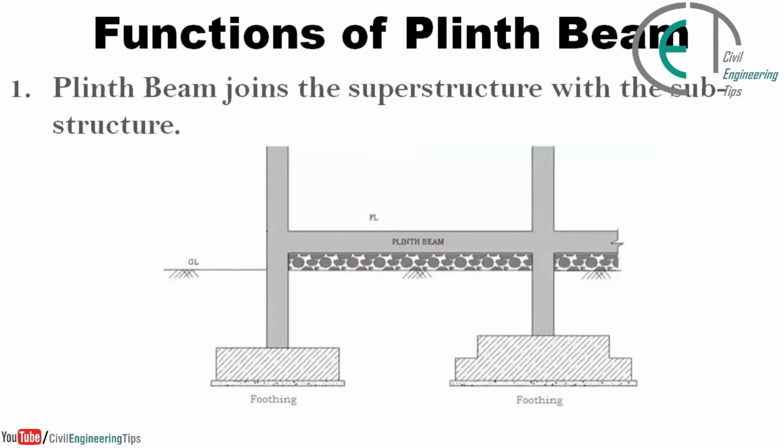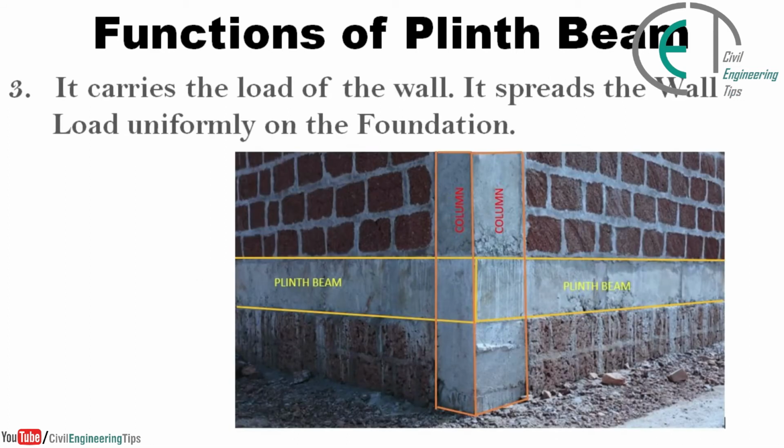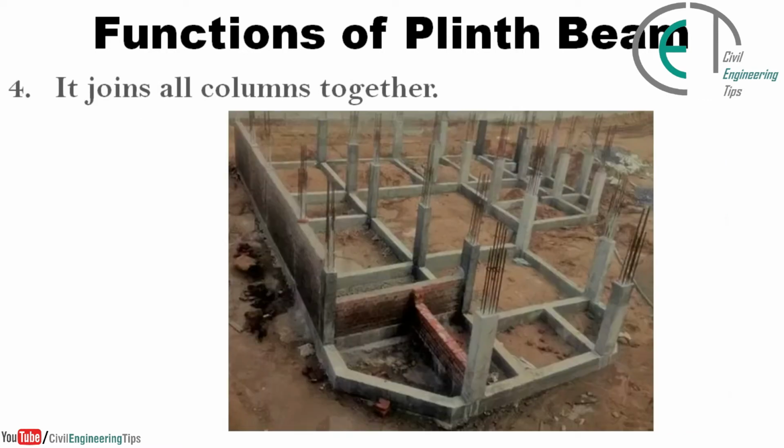Now let's discuss about the functions of plinth beam. Plinth beam joins the superstructure with the substructure. It distributes the superstructure load to substructure. It carries the load of the wall. It spreads the wall load uniformly on the foundation. It joins all columns together.